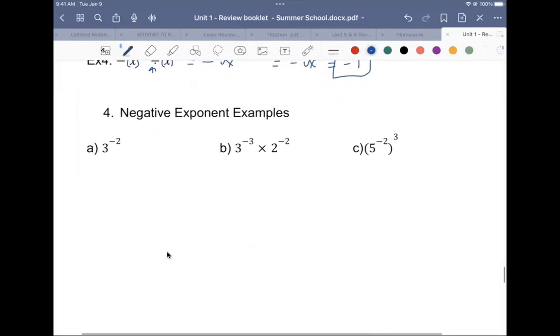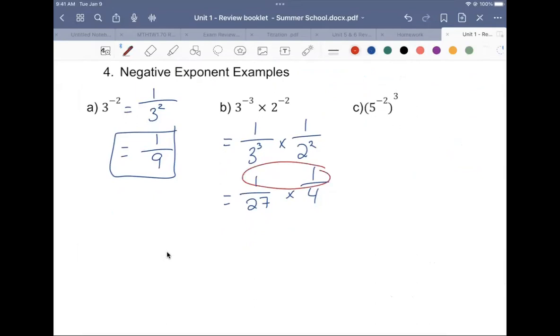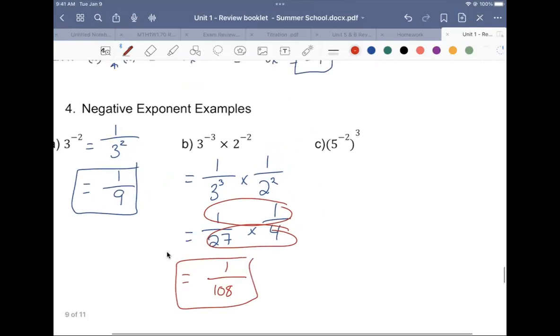Awesome. And the last example that we're going to do is negative exponent examples. So I know if I want to simplify this down, it's going to be 1 over 3 to the power of 2. And this is going to give me 1/9 as my final answer because 3 to the power of 2 is 9. This one here, I'm going to get 1 over 3 to the 3rd times 1 over 2 to the 2, which is 1 over 27 times 1 over 4. And now I can multiply these, and I will get 1 over 27 times 4 is 108. I cannot simplify that down anymore.